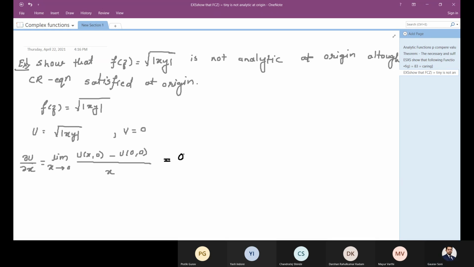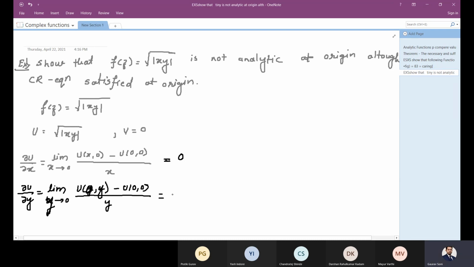Then uy, the partial derivative of u with respect to y, is the limit as y tends to 0 of u of 0 comma y minus u of 0 comma 0 upon y. Again, the answer turns out to be 0. So Vx will be 0 as V itself is 0, the derivative of V with respect to x is 0.